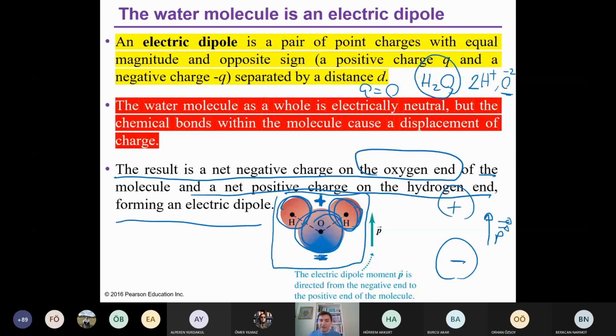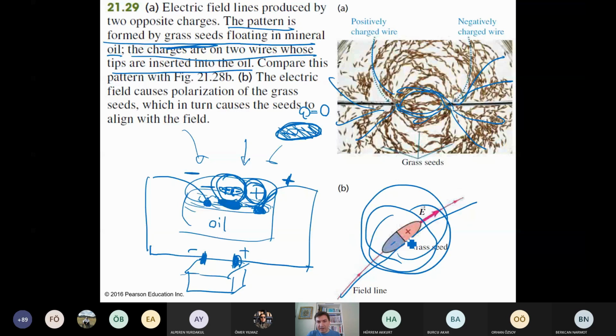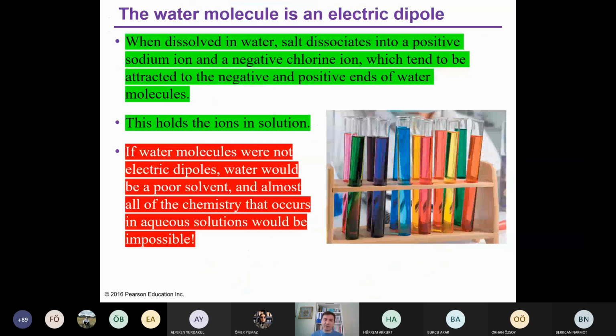Here again we use the P symbol. In the previous lectures in Physics 1, the P symbol was used for different terms, but here we have to use again the P symbol for the electric dipole moment. Please don't confuse it with the previous ones. This is the direction of the electric dipole moment P, from negative to positive. So these seeds have an electric dipole moment, and they are aligned under an electric field along the electric field line.